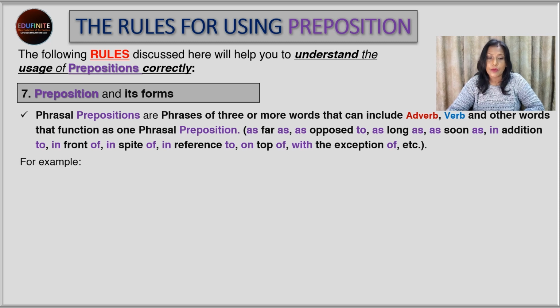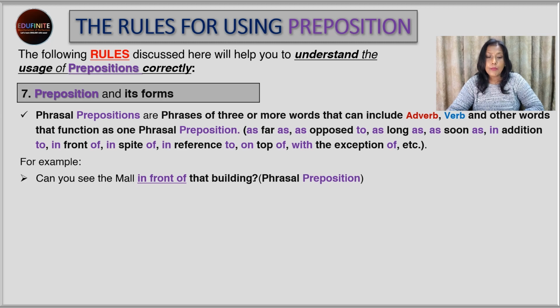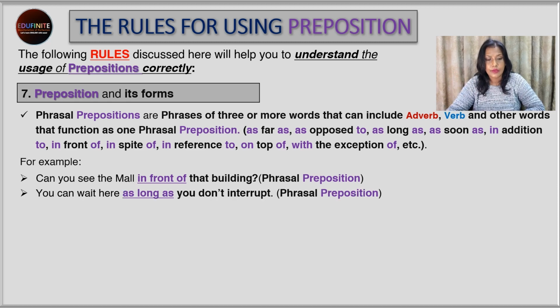Now let's look into some of the examples to understand it better. Can you see the mall in front of that building? So in front of is the phrasal preposition. Next, you can wait here as long as you don't interrupt. So again, as long as is the phrasal preposition.